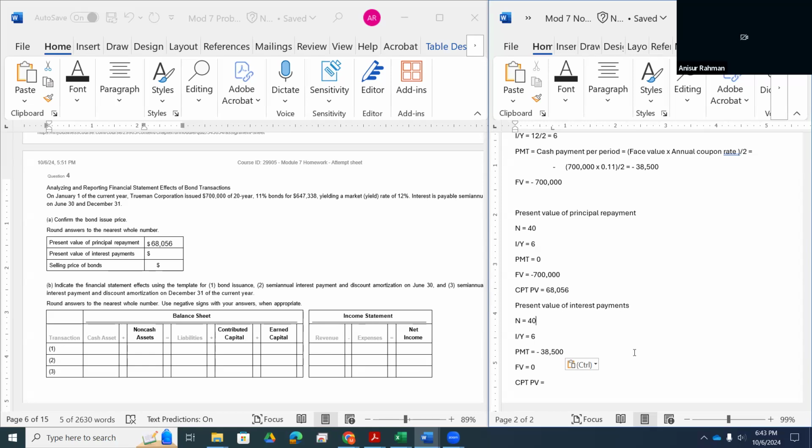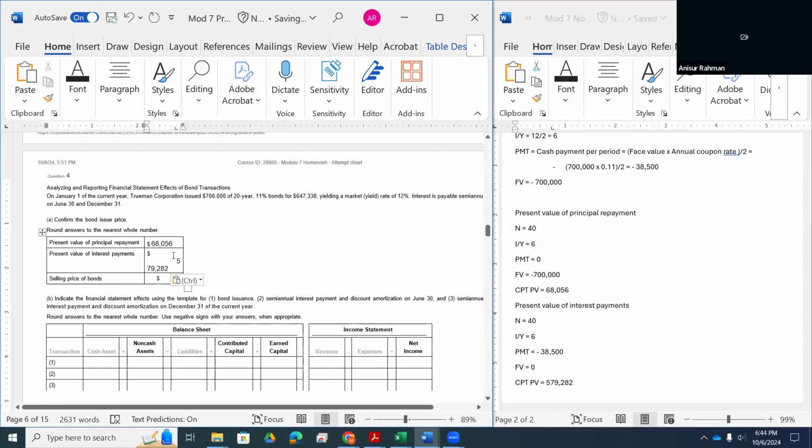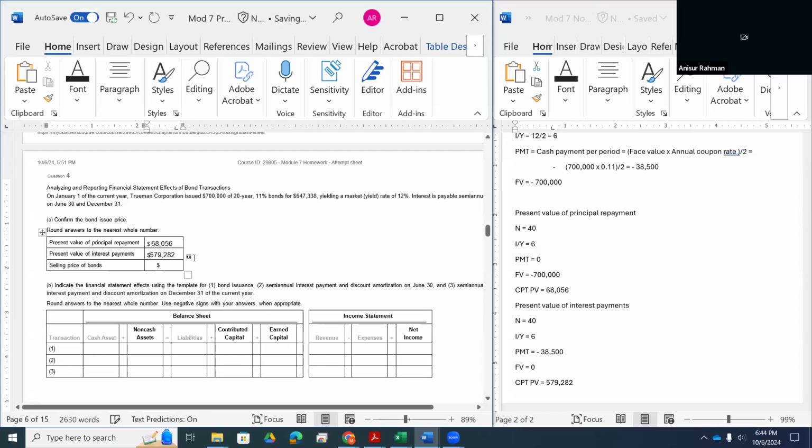You should get 579,282. I'll copy this, and paste here. Now, what we have done, we have found out how much the company is going to pay for borrowing this much today.